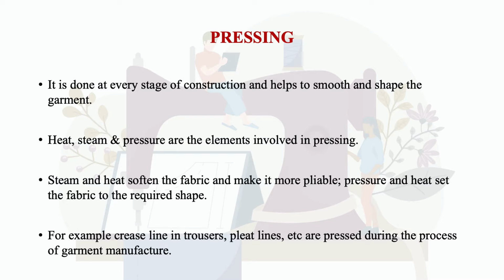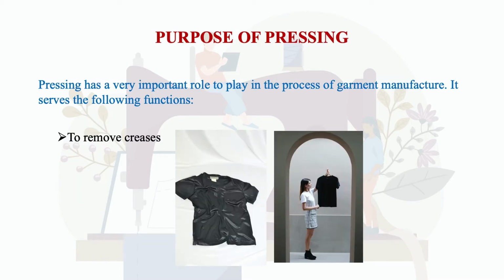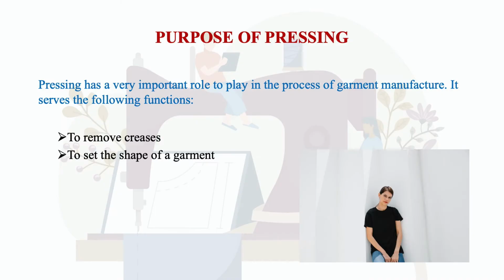Then what is the main purpose of doing pressing in a garment? Pressing has a very important role to play in the process of garment manufacture. It serves the following functions. It removes creases from the garment. Before the garment construction process, we do the pressing on the fabric to remove creases or any wrinkles. When we get the fabric from the market, it has lots of creases and wrinkles. To remove all that and get it in a better shape for cutting the garment fabric, we use the pressing process. It is also used to set the shape of the garment.